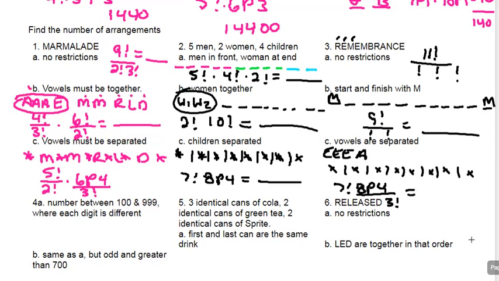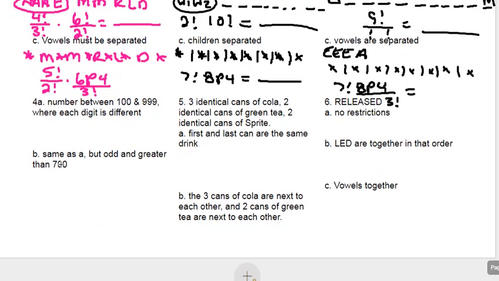All right, so let's take a look at this one. A number between 100 and 999, where each digit is different. Well, keep in mind I've got 0 through 9 as digits. If the first digit has to be 1 through 9, there's only 9 ways that can happen. So there's 9 ways for that to happen.